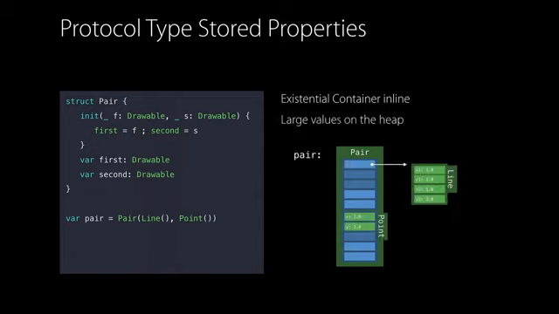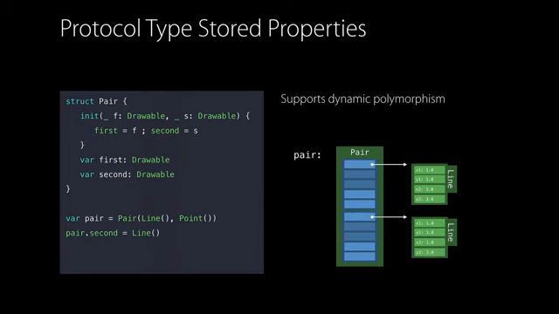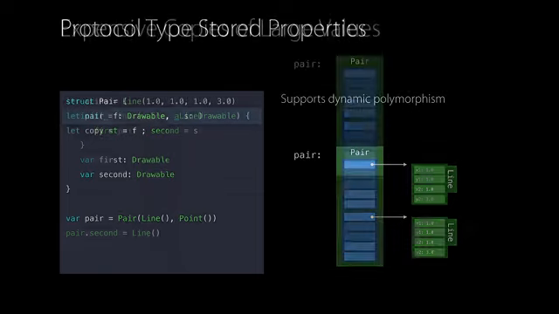Our program then goes and initializes this Pair with a Line and a Point. And so as we've seen before, for our Line, we will allocate a buffer on the heap. Our Point fits into the inline value buffer and can be stored inline in the existential container. Now, this representation allows storing a differently typed value later in the program. So the program goes and stores a Line to the second element. This works, but we have two heap allocations now. Okay, two heap allocations. Well, let's look at a different program to illustrate that cost of heap allocation.